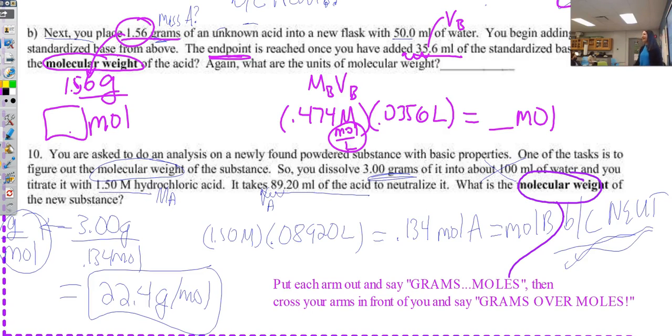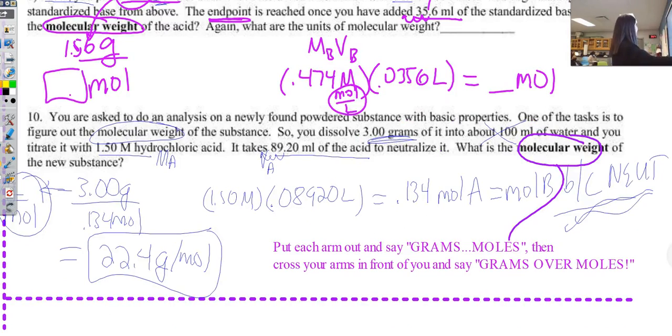Remember, everybody put your arms out. If you're looking for the molecular weight and it's an unknown substance, what do you do? Grams, moles, grams over moles. And if you're looking for the molarity of something and you don't know what the substance is, everybody, moles, liters, moles over liters. Awesome. Depending on what you're looking for, you can use that. So in this one, we knew the grams, we didn't know the moles, so we could find the moles using MB times VB, and then once you know that, you can plug that in to get your answer.